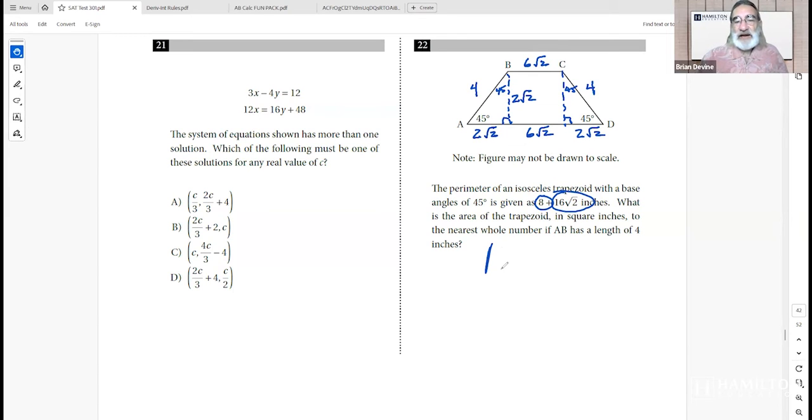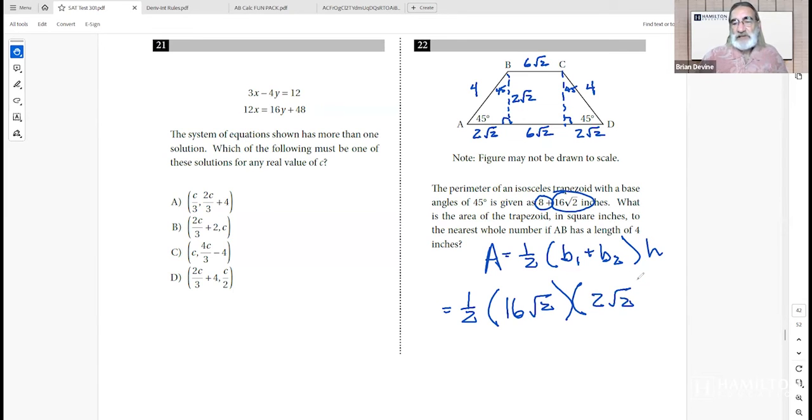And I know that the area of a trapezoid is given as 1/2 the sum of the parallel bases times the height. And so here, that's going to be 1/2 of the sum of the parallel bases, which is 16 root 2, times the height, which is 2 root 2.